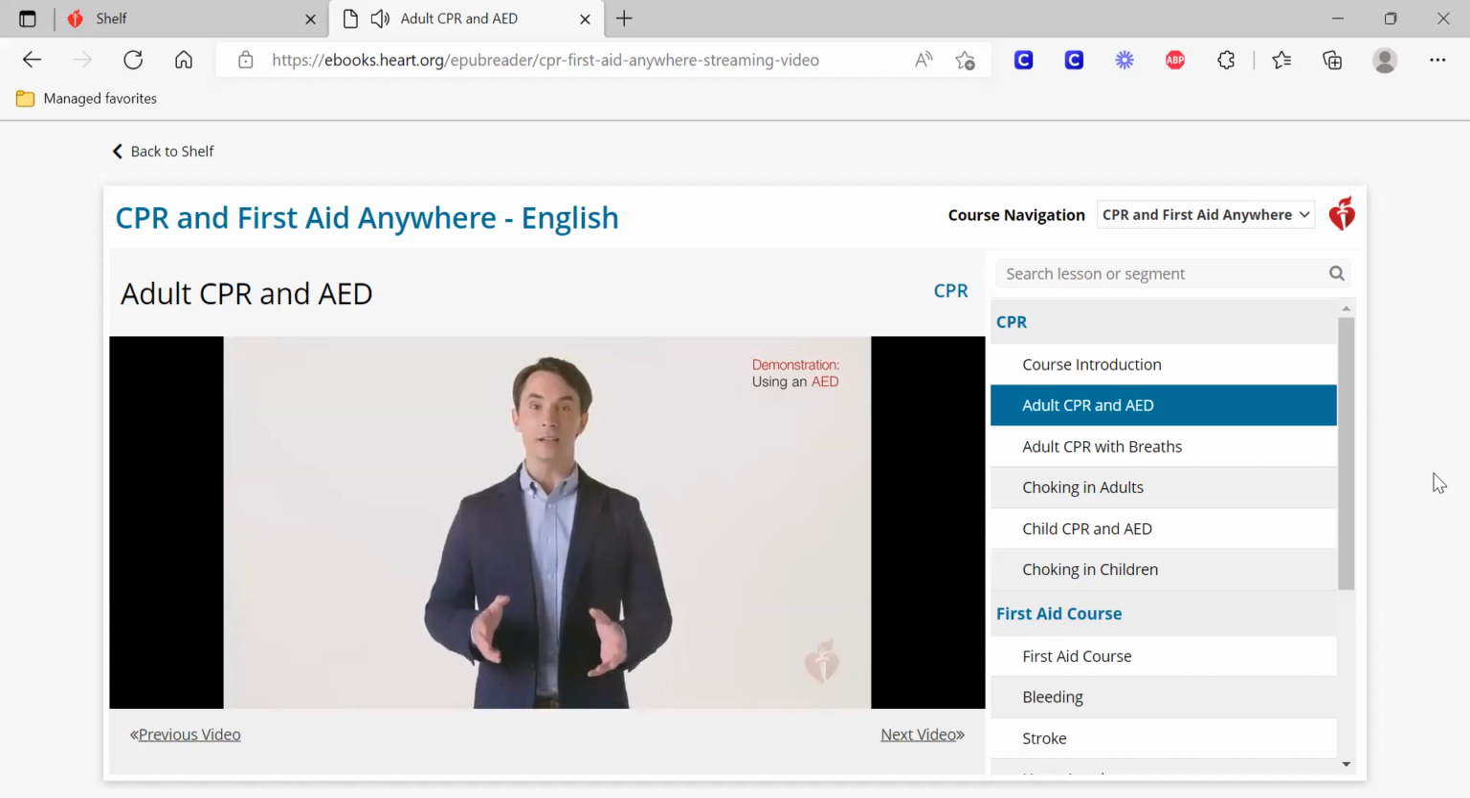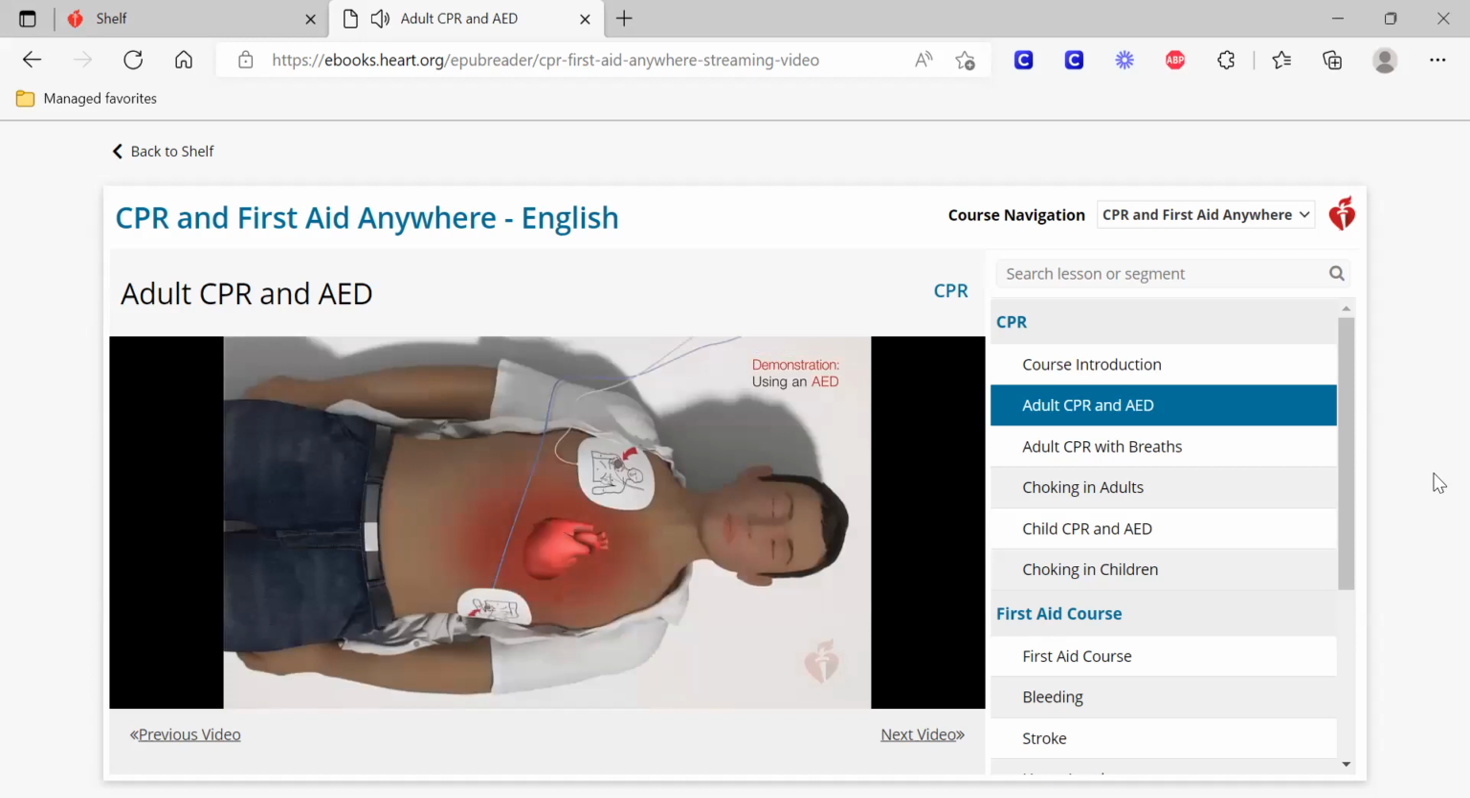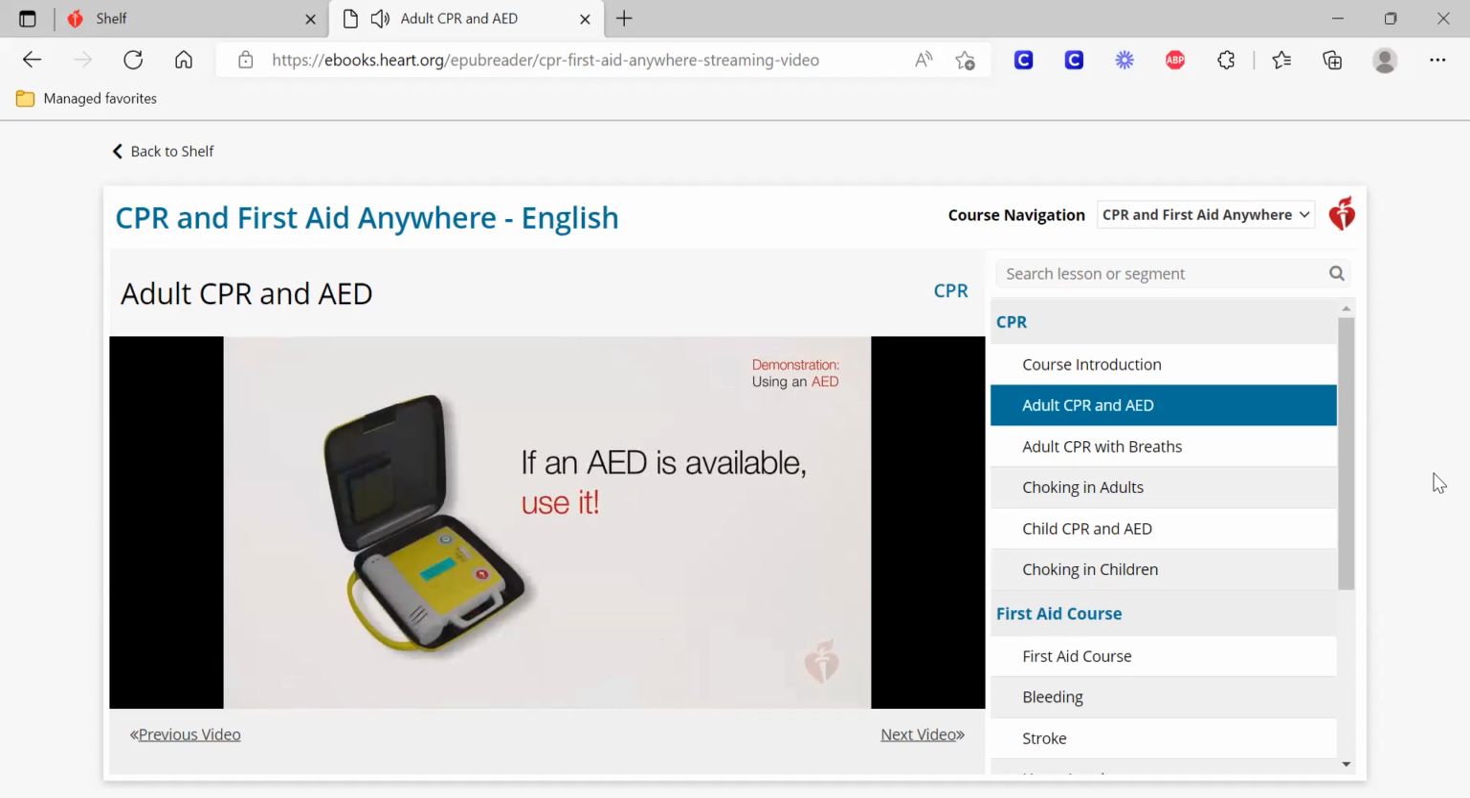Loudly state clear and make sure that no one is touching the person. Shock needed. Loudly state clear and make sure that no one is touching the person. Then press the button to deliver a shock. Shock delivered.